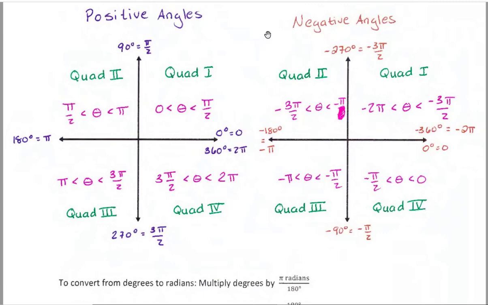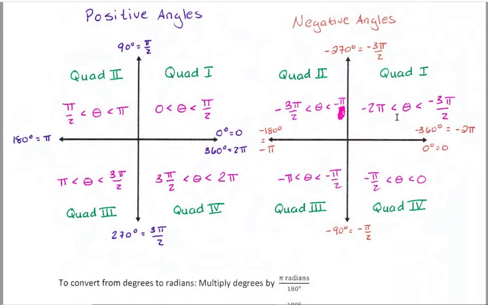Looking at the xy axis, broken up into 4 quadrants, quadrants 1, 2, 3, and 4. In quadrant 1, our angle would be between 0 and 90. In quadrant 2, between 90 and 180. In quadrant 3, between 180 and 270. And in quadrant 4, between 270 and 360, rotating counterclockwise. However, for negative angles, rotating clockwise, going backwards, quadrant 4 would be between negative 90 and 0. Quadrant 3 would be between negative 180 and negative 90. Quadrant 2 would be between negative 270 and negative 180. And quadrant 1 would be between negative 360 and negative 270 degrees.